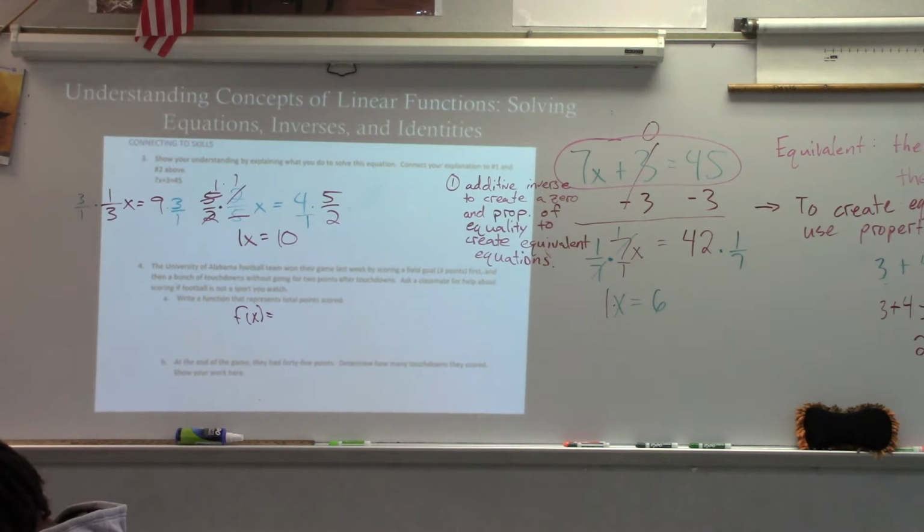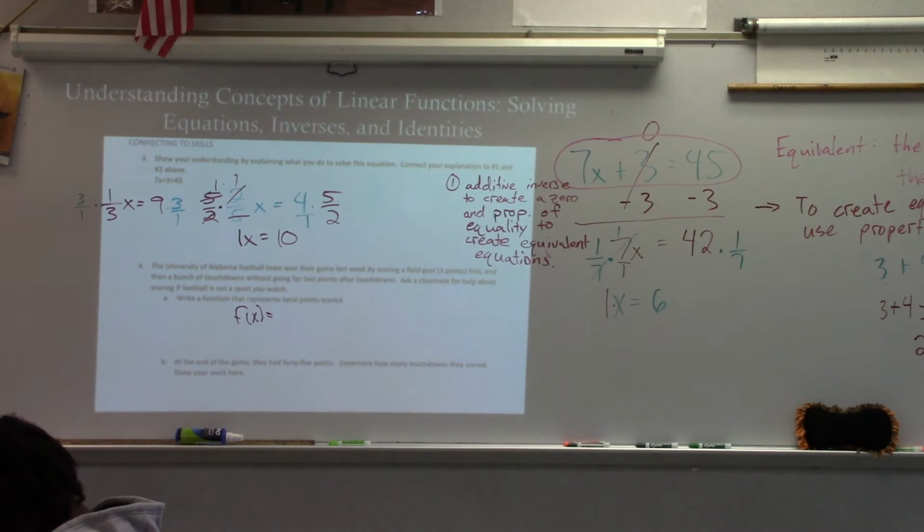I already told you that f of x equals, you just need the right-hand side. How could you represent the fact that they got a field goal, which is 3 points, and then a whole bunch of touchdowns? You don't know how many touchdowns, but a whole bunch of touchdowns after that. 60 seconds to think about how we could represent this without talking, and then we'll have small group discussions. Silently for now.